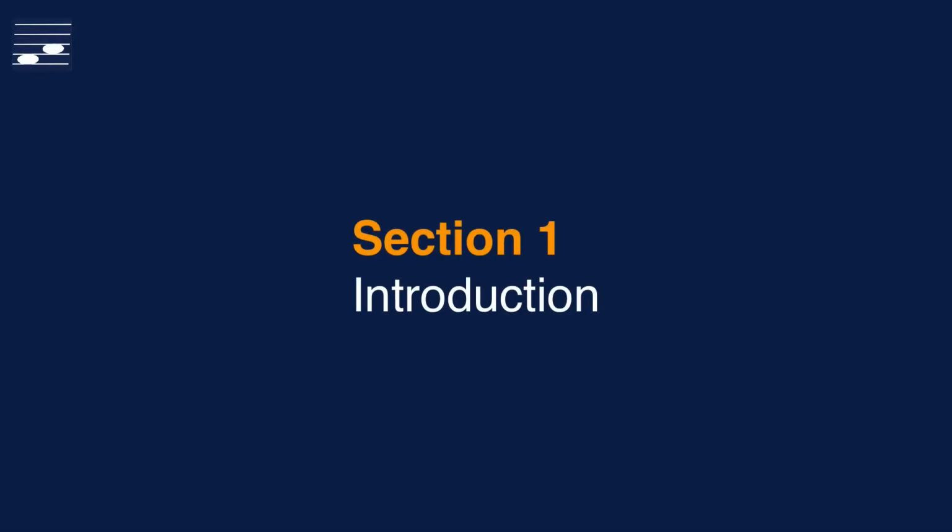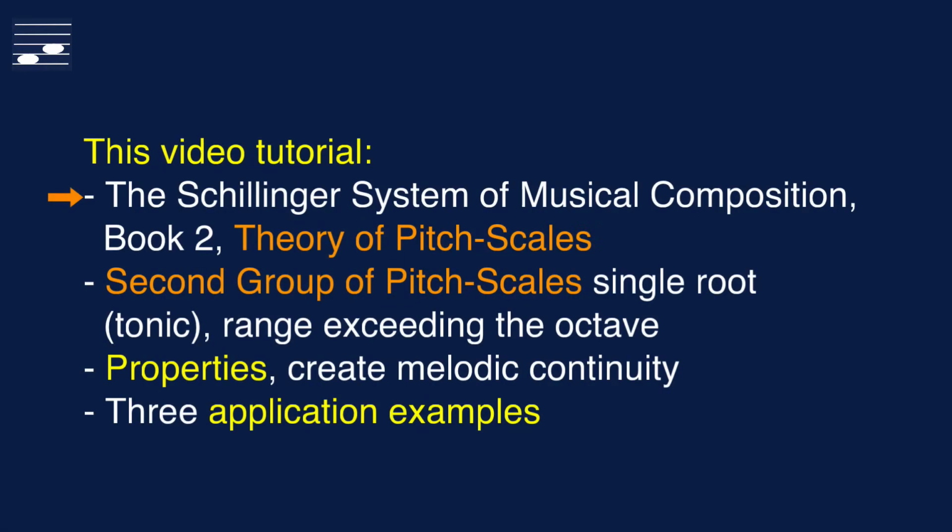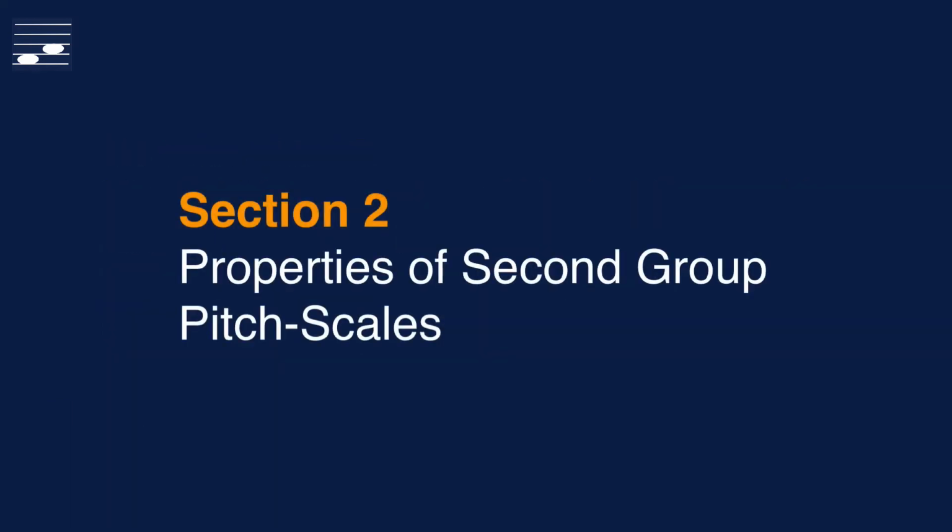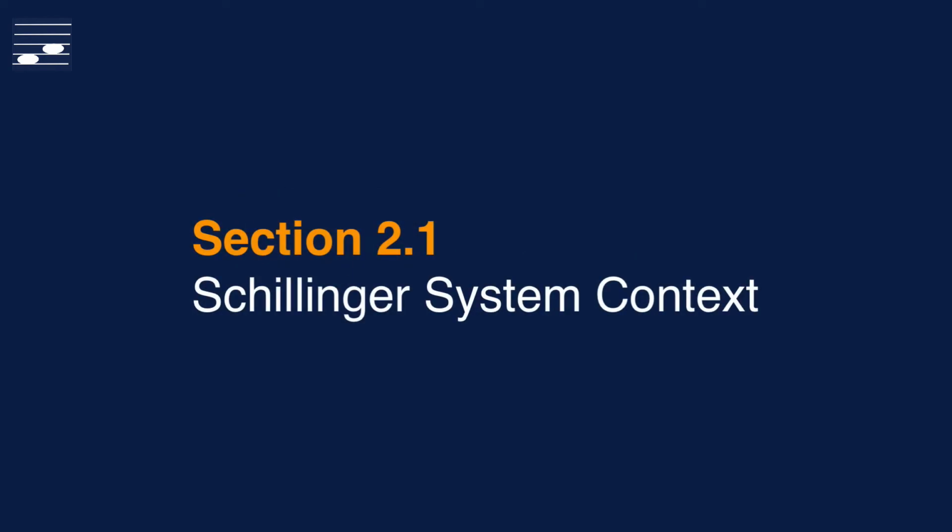This is another video tutorial about the Schillinger system of musical composition, and we're looking at the theory of pitch scales, and more specifically, the second group of scales, with a single root or tonic degree and the total range exceeding the octave. You'll learn about the scale properties and how to create a melodic continuity from this type of scale. I'll demonstrate their use in 3 short composition examples. The journey will begin with the subject context and pitch scale properties.